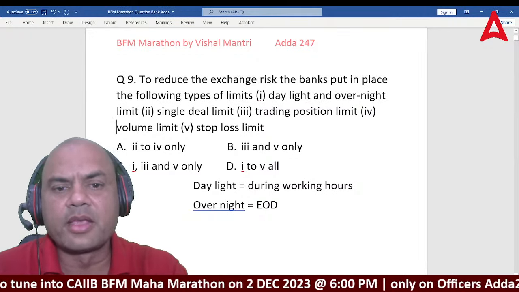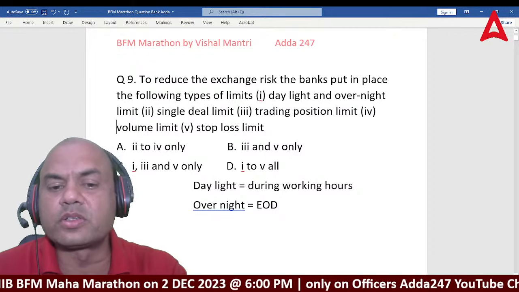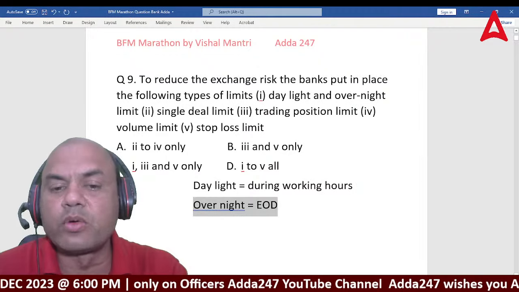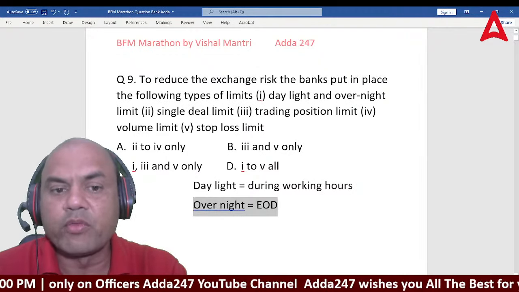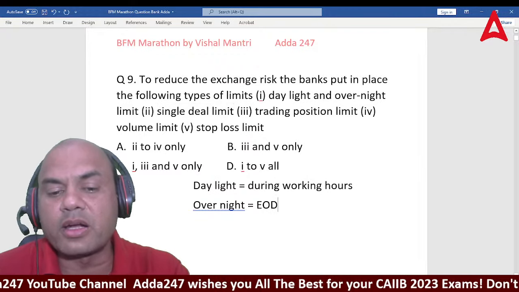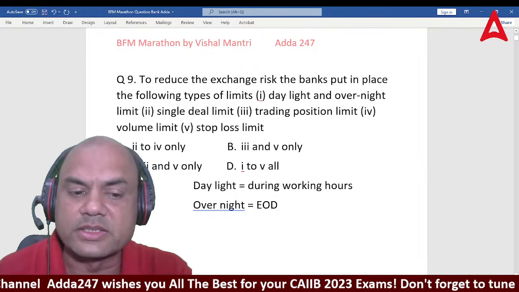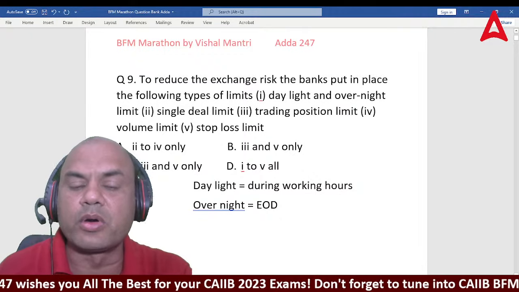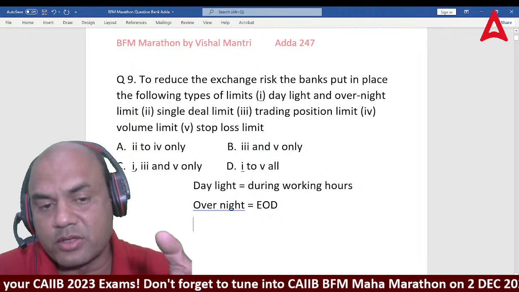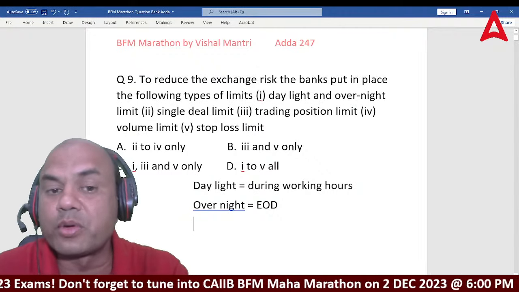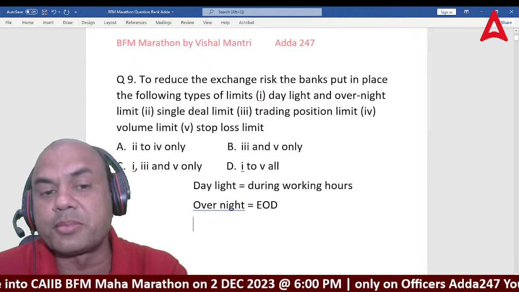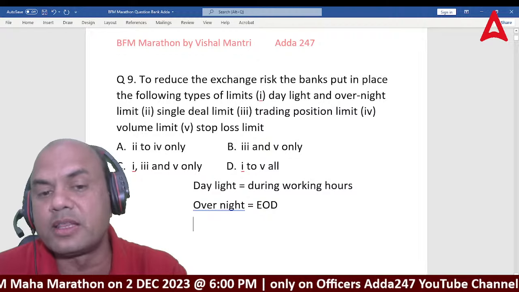So what is overnight? This is also known as EOD position. So remember, long and short always come at the overnight position. What is the single deal limit? Single deal limit means per deal, what the trader can transact. Suppose a trader tomorrow starts buying bonds of, let's say, 100 lakh dollars. That won't be allowed. Every trader will be given a sub limit. This is known as the single deal limit.